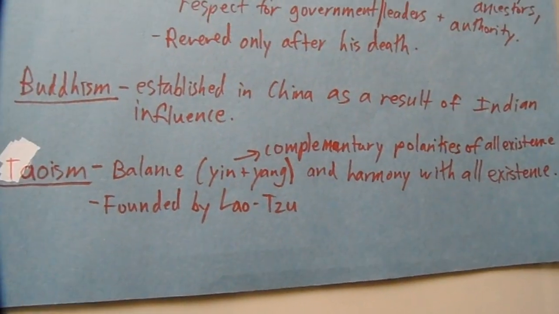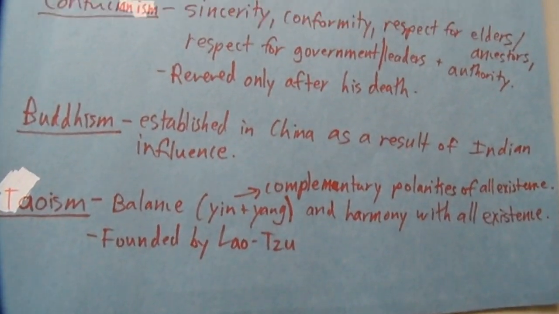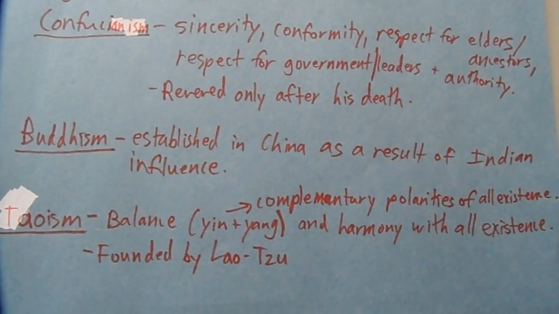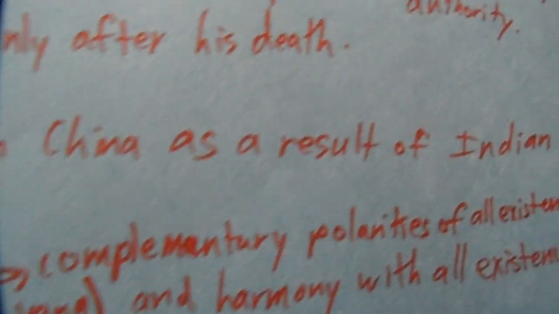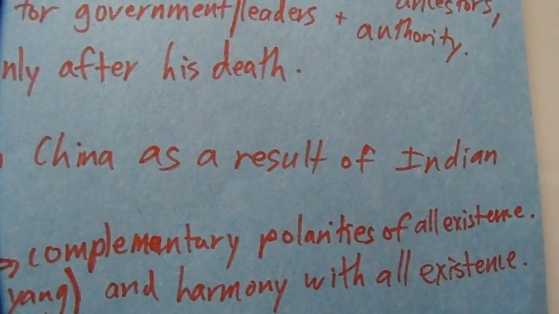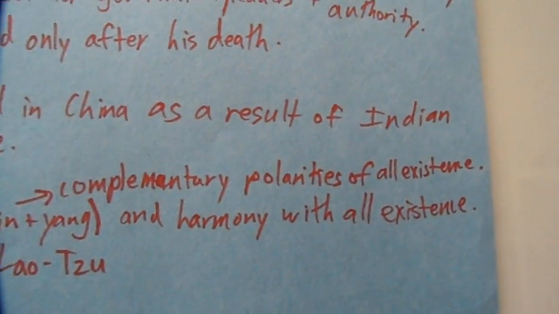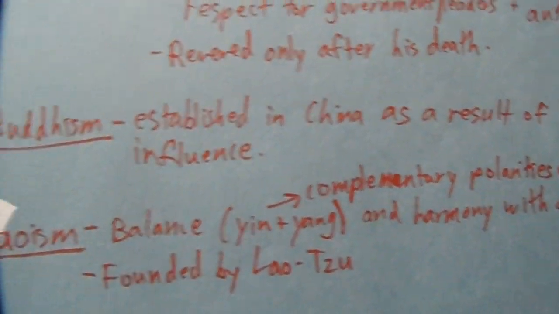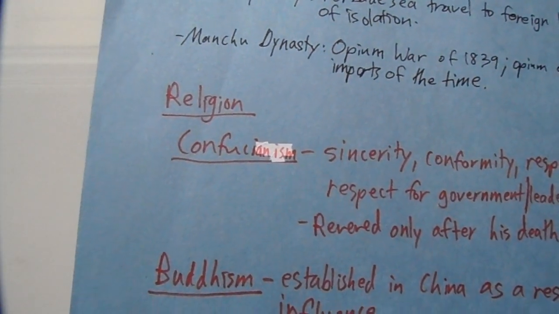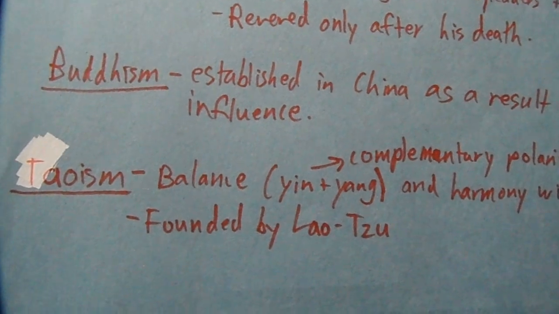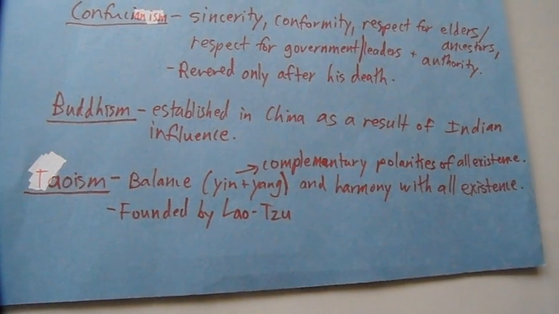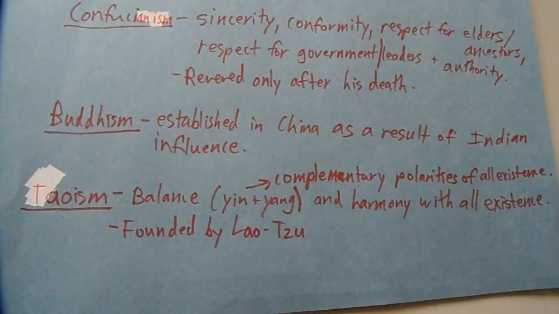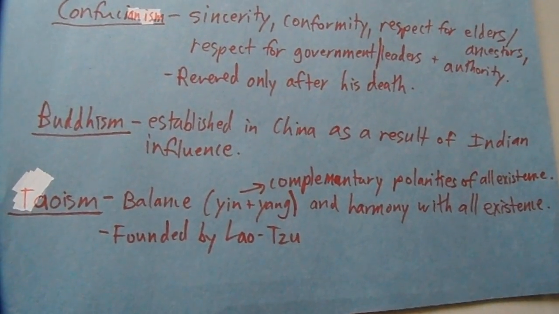So Taoism, that T is pronounced as a D. And this could be debated if it's even a religion at all. It's not really based on a God idea. It's based on the balance, yin and yang. So this means complementary polarities of all existence and harmony with all existence. So notice this plays into the same stuff as Confucianism, the harmonious society. Here it is again. And it was founded by this guy, Lao Tzu. And this is very important in Chinese political and cultural life also, these ideas of Taoism.